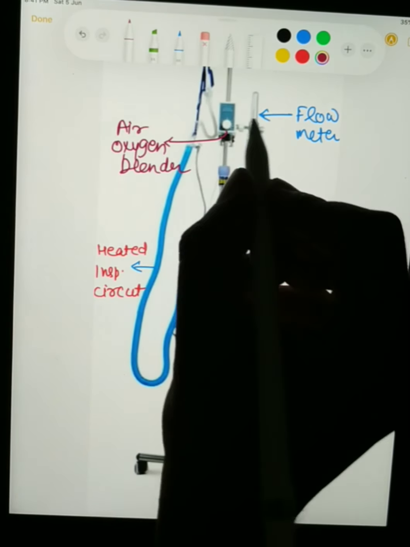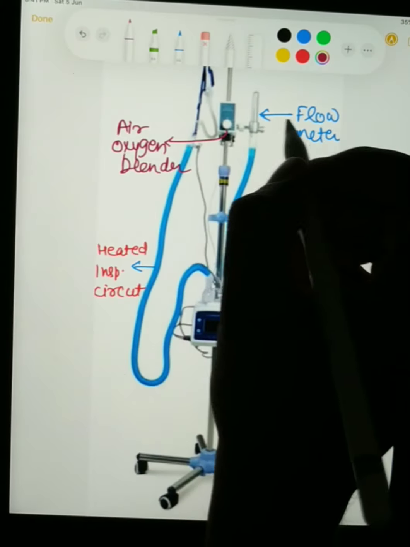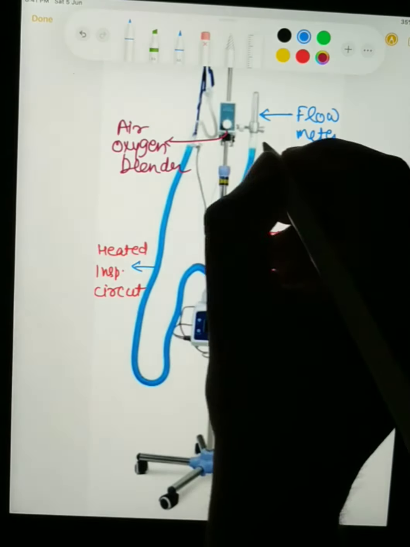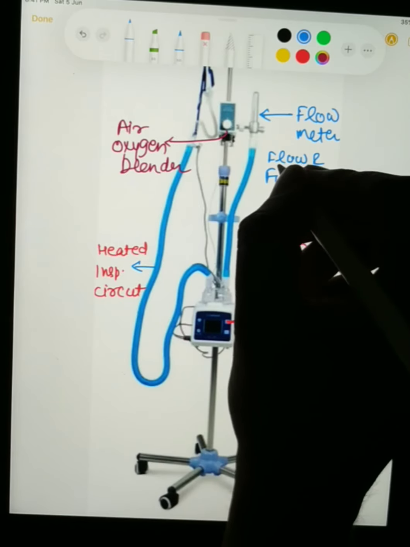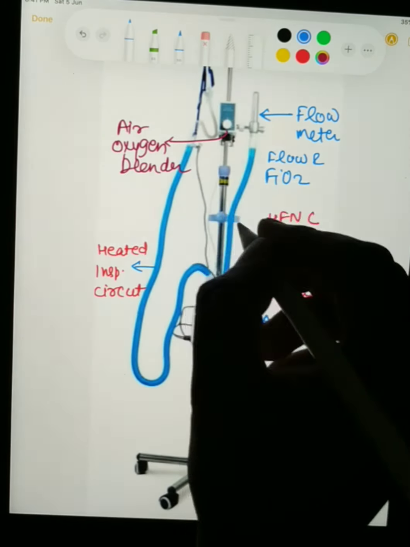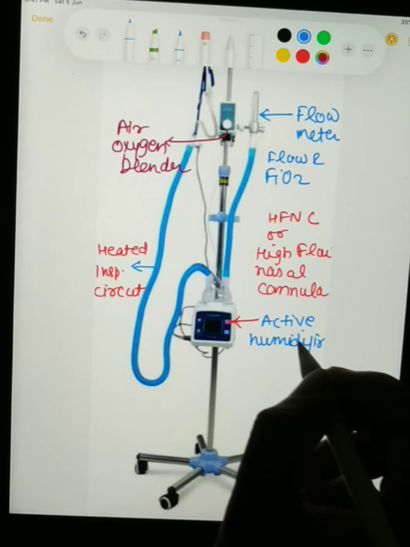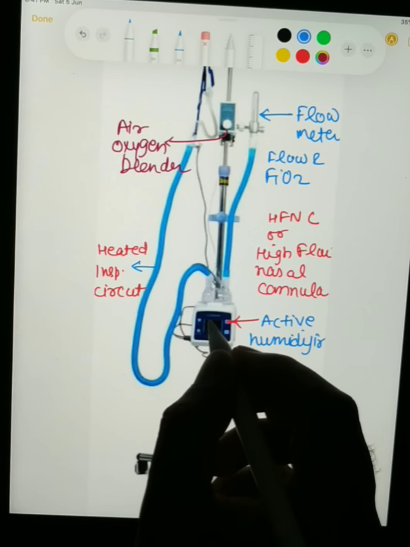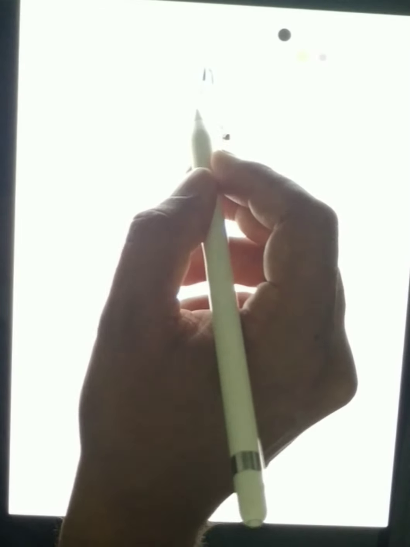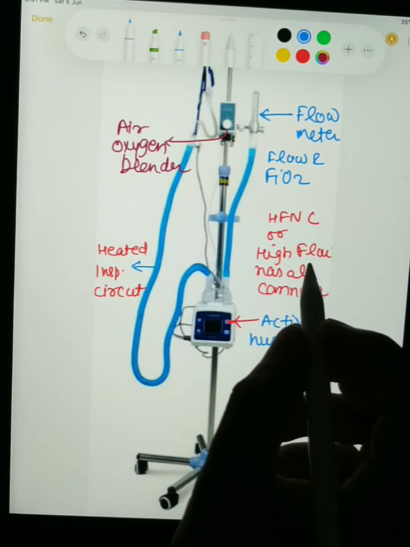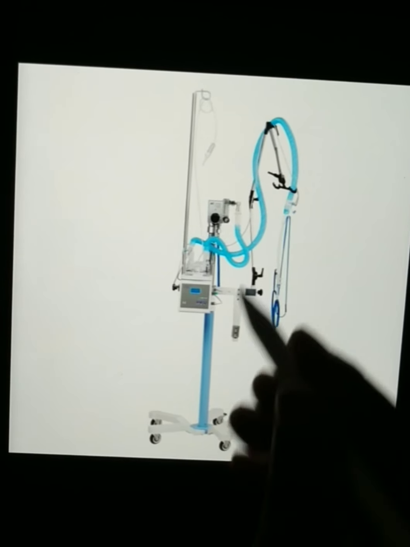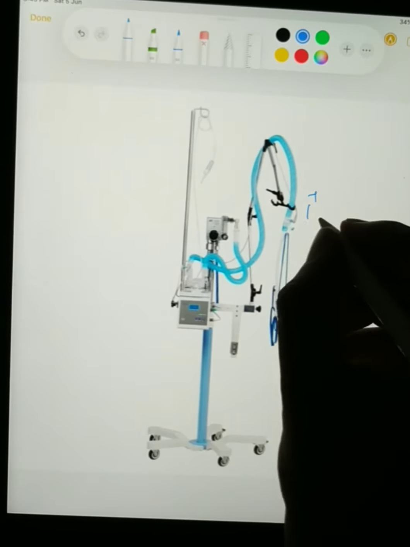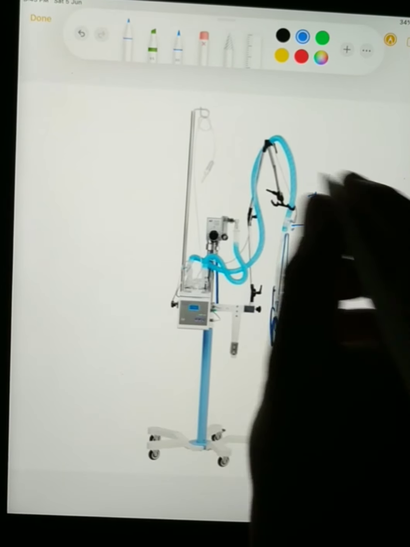In this blender, air and oxygen blend, and we fix the flow and FiO2. So the blend of oxygen and air reaches the humidifier, which humidifies the air, and through the heated inspiratory circuit, through the nasal attachment, it goes to the patient. So this comes under the high flow system. This is another image showing the high flow nasal cannula, HFNC. So this is all about the oxygen delivery devices.